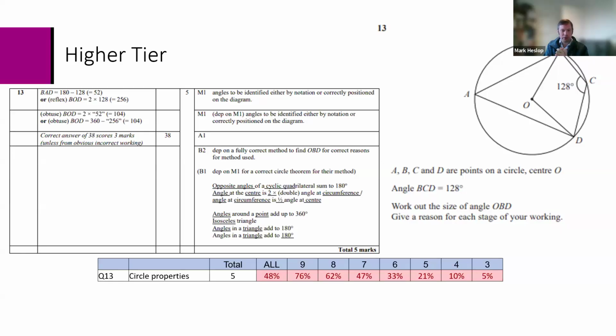There is another key point on this one. The students often get lost in their explanations, and there's a good comment here in the mark schemes that you need to show your students: angles to be identified either by notation or correctly positioned on the diagram.